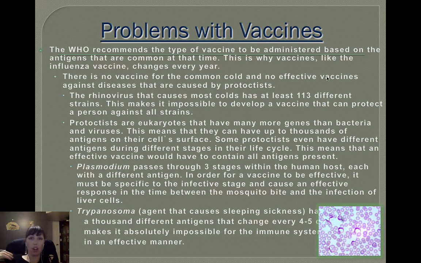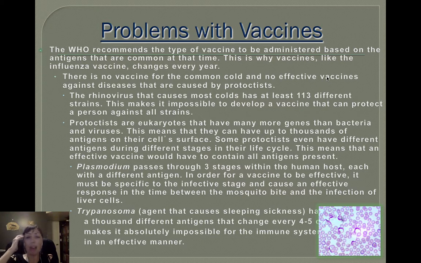There is no vaccine for the common cold and no effective vaccines against diseases that are caused by protists. So the rhinovirus that causes most colds has at least 113 different strains. So that makes it really impossible to develop a vaccine that can protect a person against all of those strains. Protists are eukaryotes that have many more genes than bacteria and viruses. So they can have up to thousands of antigens on their cell surface. And some even have different antigens during different stages in their life cycle. So that means a vaccine is nearly impossible to make.